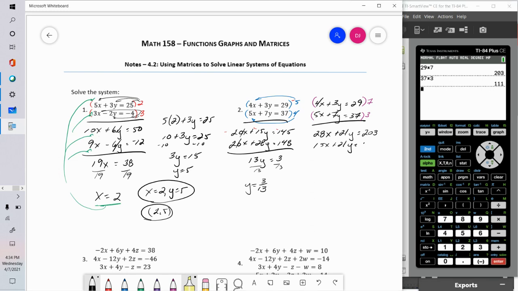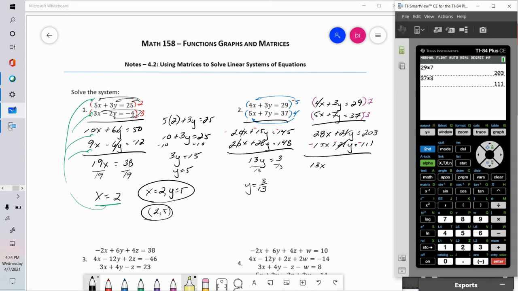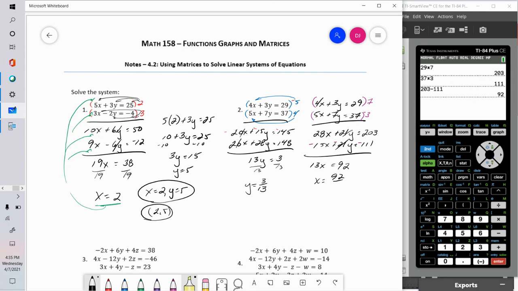That should be 111. And then now again, I'm going to decide which equation I wish to have been negative and which one positive. I think I wanted this one to have been the negative, so it's as if I multiplied by a -3. Again, decide now, decide earlier, it doesn't really matter. The 28x minus 15x is 13x, 21y minus 21y is 0, 203 minus 111 is 92. So x will equal 92/13.